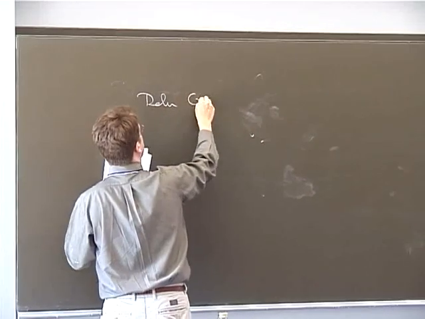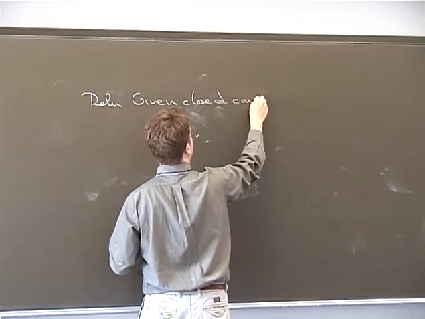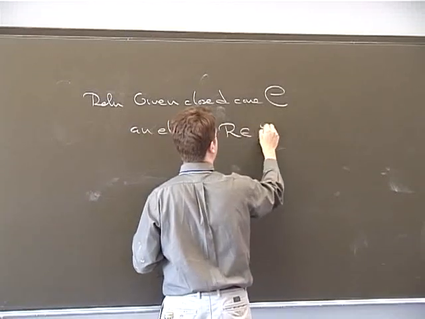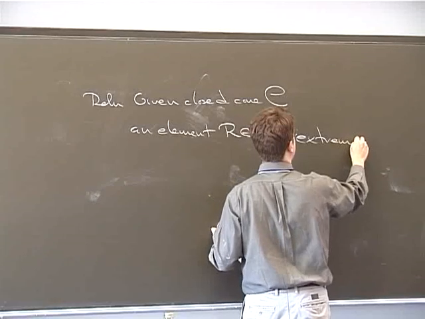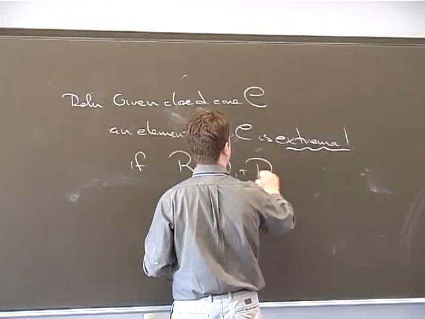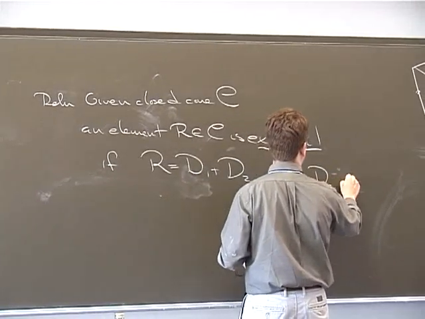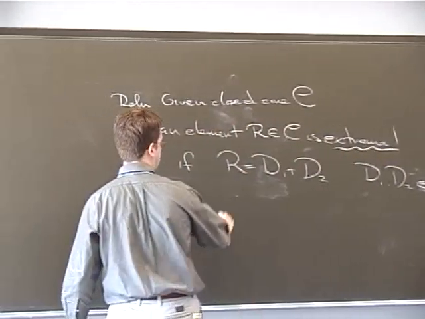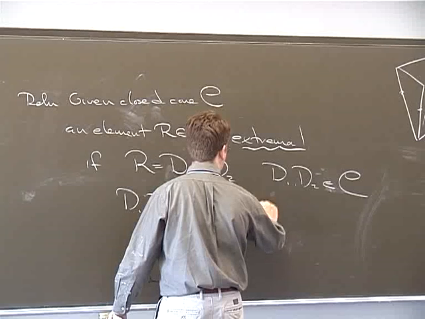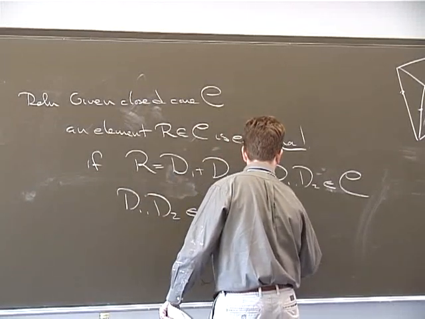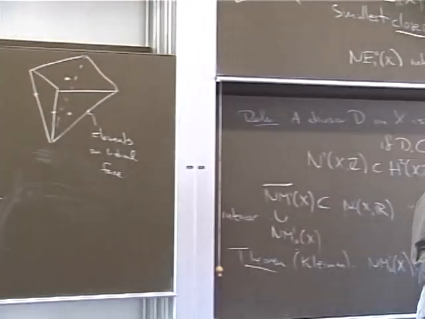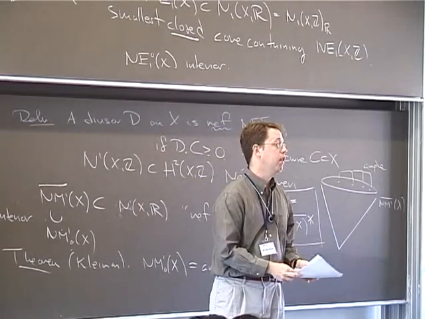So given a closed cone C, an element R in C is extremal if for any representation of R as a sum of elements D1 or D2 taken from the cone, we have that D1 and D2 actually lie in the ray generated by R. So there's no interesting ways of decomposing the extremal element as a sum of different elements.